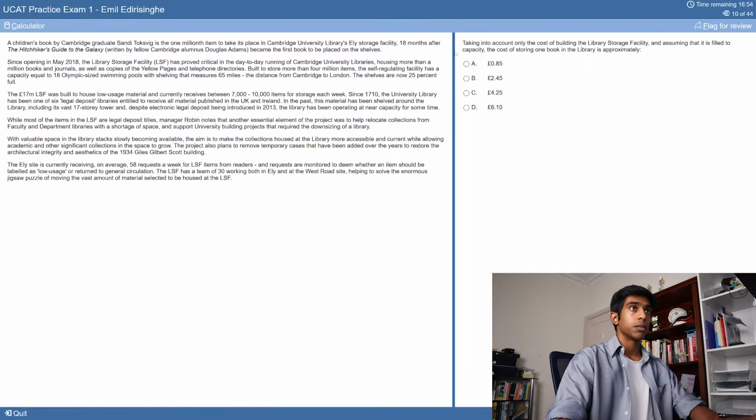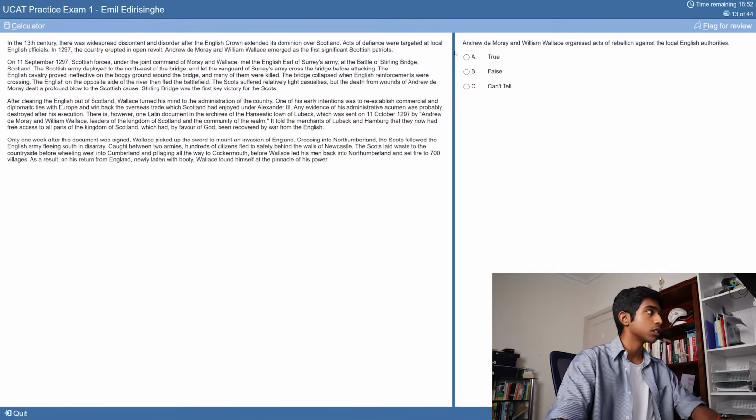Okay, I don't think I'm going to read this one. Yeah, I might read this one. Andrew de Moray and William Wallace organised acts of rebellion against local English authorities.